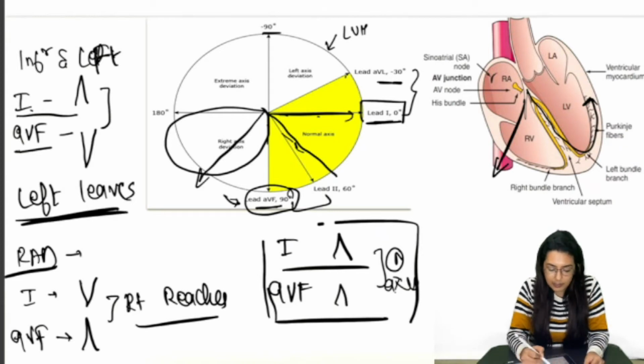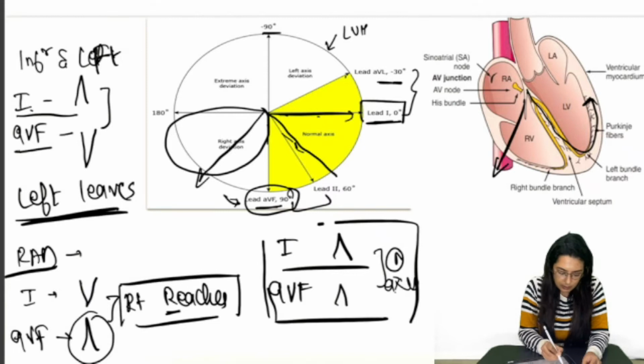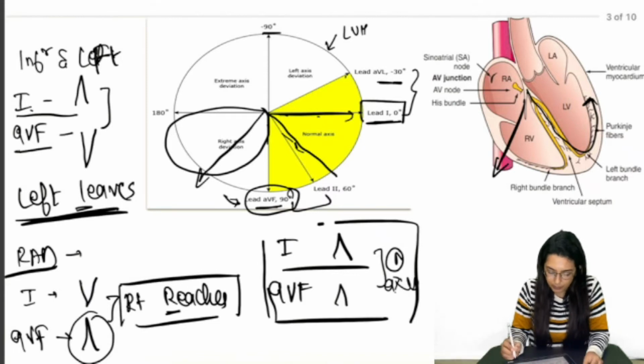Okay, for right axis deviation, as you can see, the depolarization positive wave is near lead AVF, so AVF will be positive, and it is going against or opposite to lead 1 and AVL, so they will be negative. This is how we remember: right reaches. Okay, so I hope this is easy to remember for you guys.